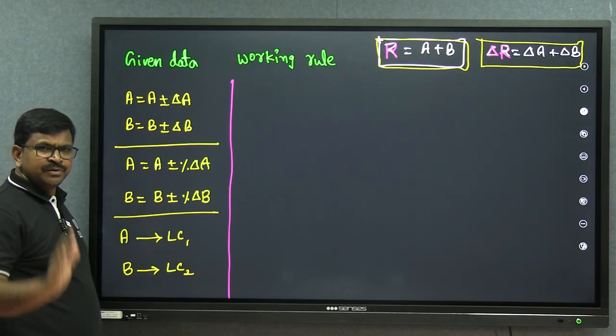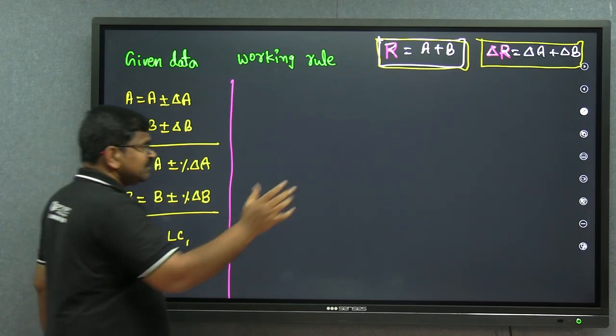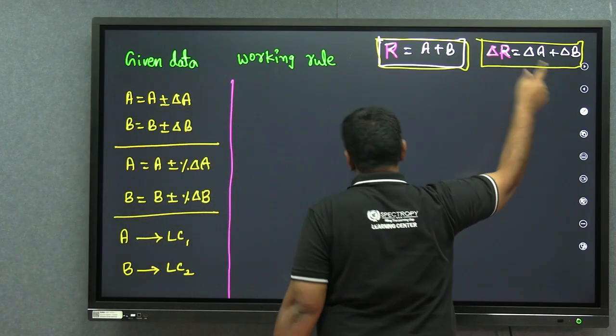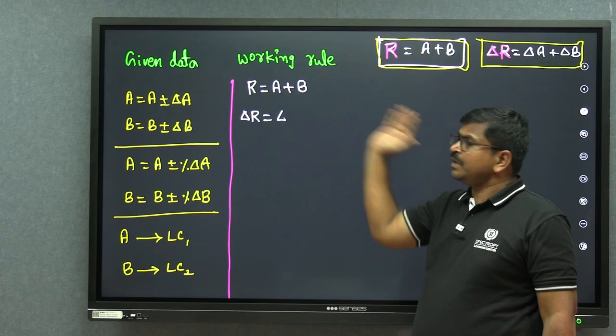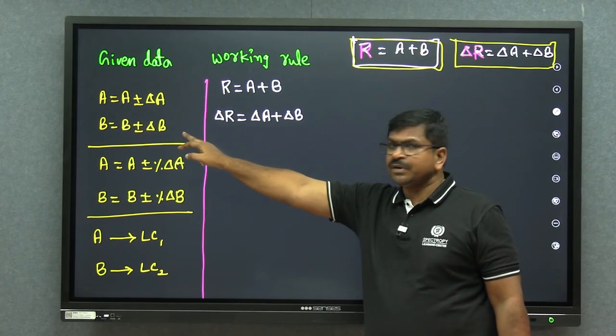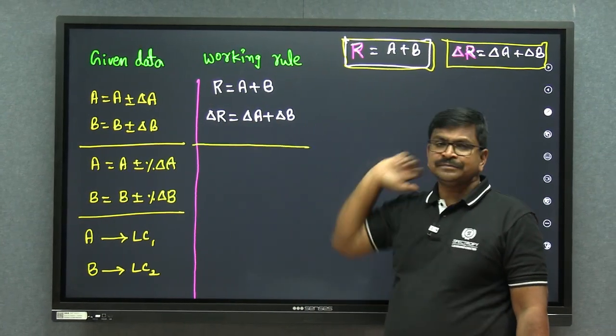Simple. So here it is very easy. What is the working rule here? Delta A plus delta B. So for the first kind of data, I have delta A plus delta B readily available with me. So for this kind of question, I can solve it directly.